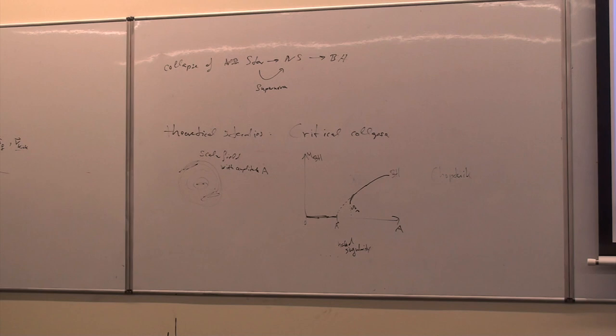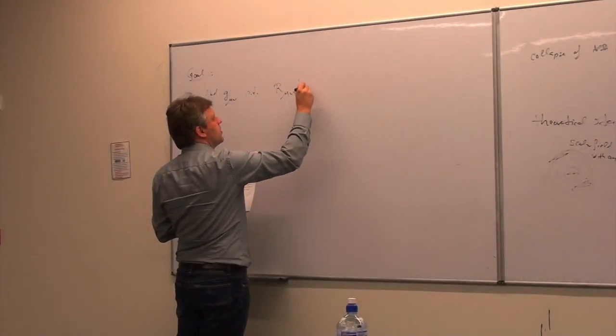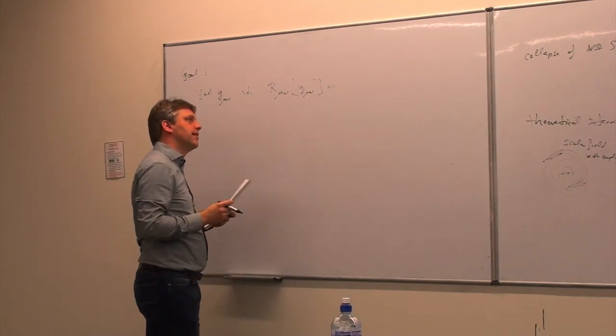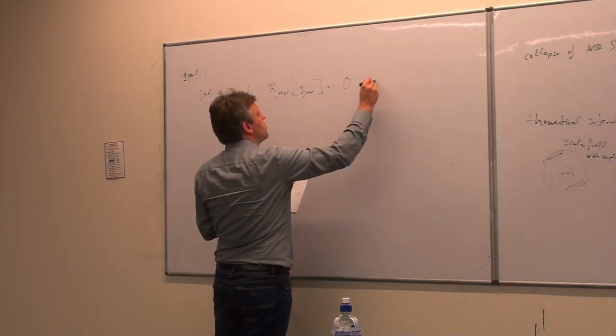Okay, so much for the introduction of a few of the cases where one can use numerical relativity. Let's move on and actually go towards the formalism of how one goes about solving Einstein's equations. So the goal is, quite simply, we want to solve Einstein's equations. We want to find a space-time metric g such that it satisfies Einstein's equations. So the Ricci tensor of this metric is, I'll keep it simple today, I'll just talk about vacuum, so I'm just putting this to zero.